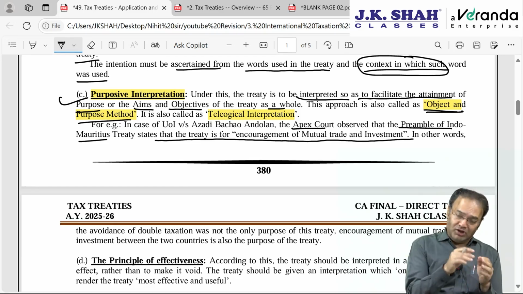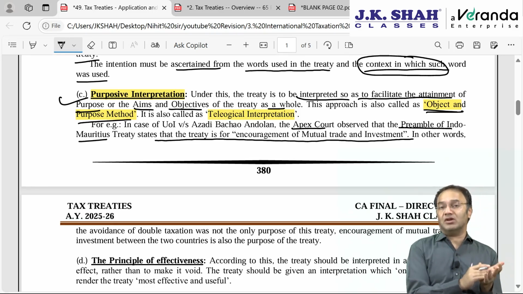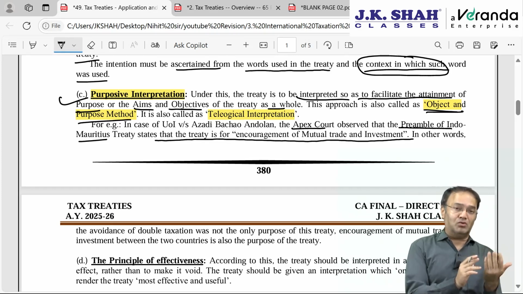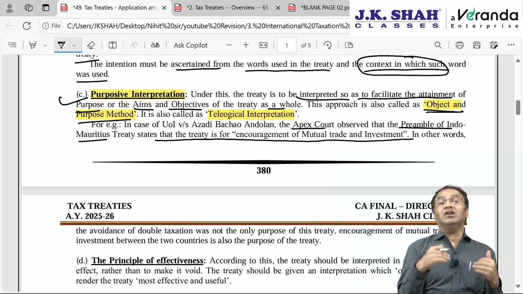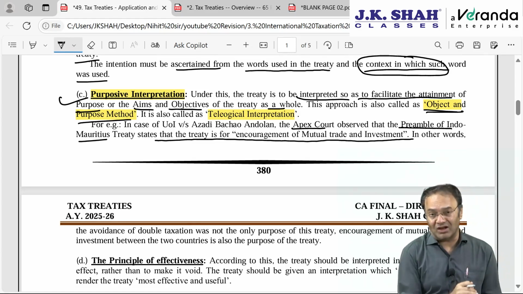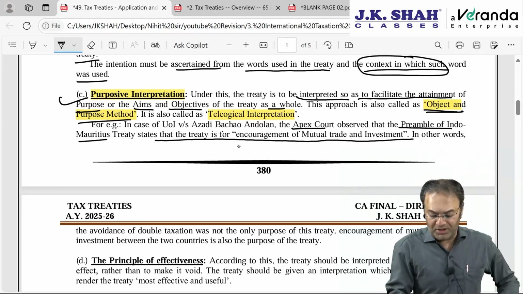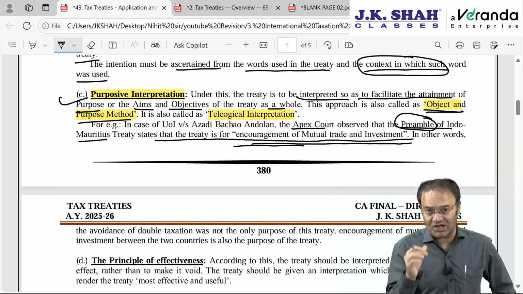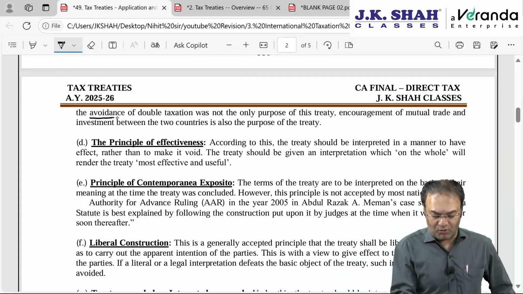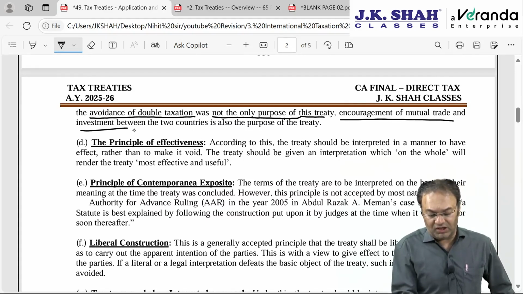Another purpose in the Indo-Mauritius Treaty: Mauritius is a tax haven country. So, in 1984 when we entered into the treaty with Mauritius, Azadi Bachao Andolan, an organization, went up to the Supreme Court to challenge why India is entering into a tax treaty with a tax haven country. What is the purpose? So, the government clarified it from the preamble. The Supreme Court also looked at the preamble stating encouragement of mutual trade and investment between the two countries, that is also the purpose. In other words, avoidance of double taxation was not the only purpose of the treaty. Encouragement of mutual trade and investment between the two countries is also the purpose of the treaty.